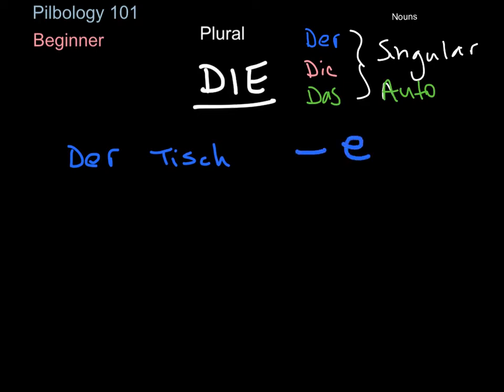Okay, another way of, in this case, the plural form would be der Tisch, die Tische. Die Tische. Okay?